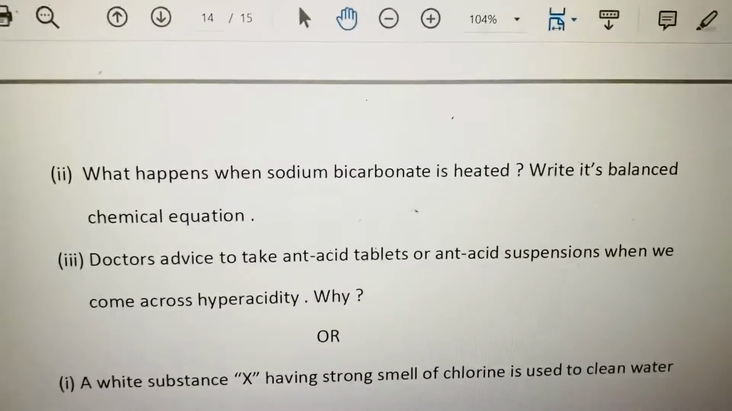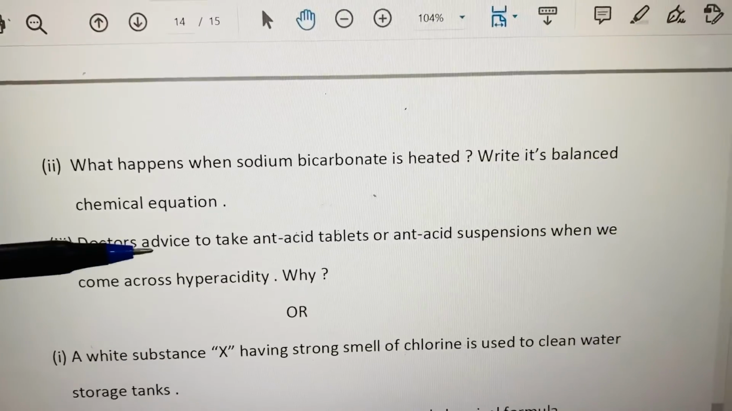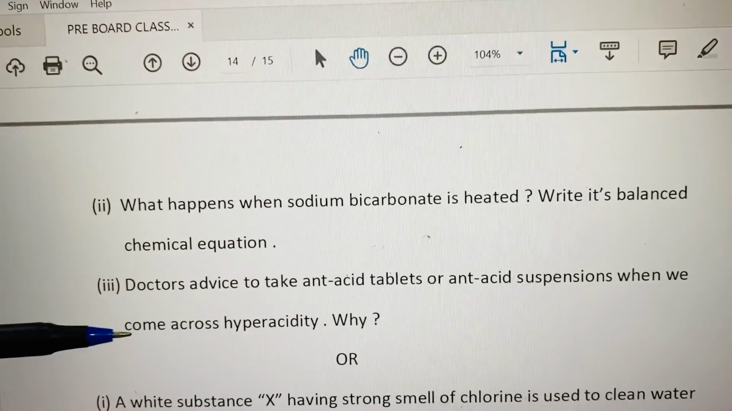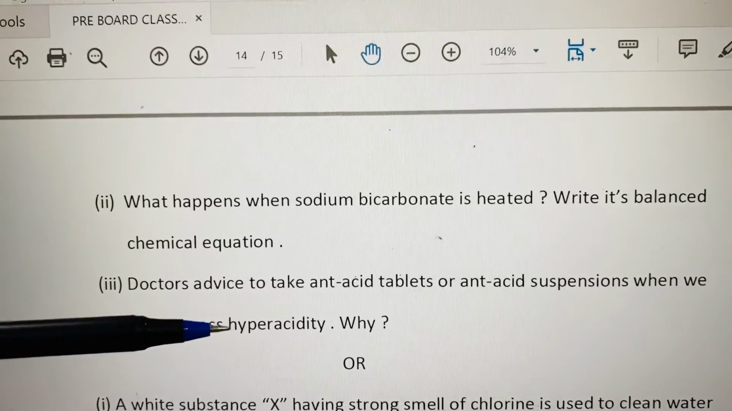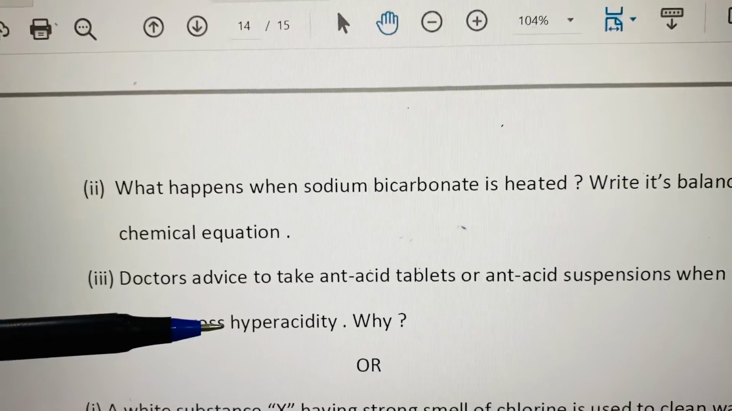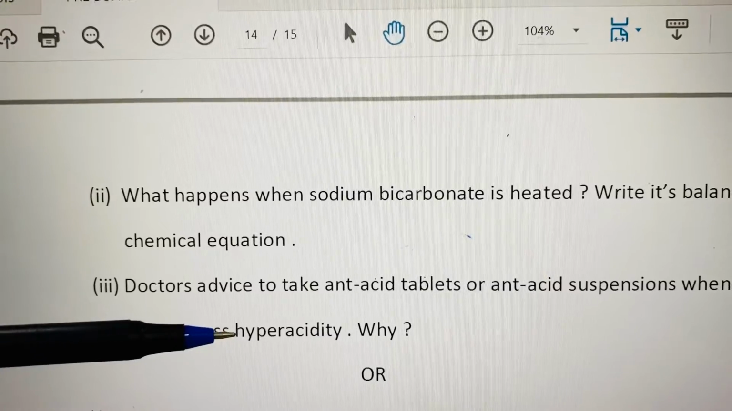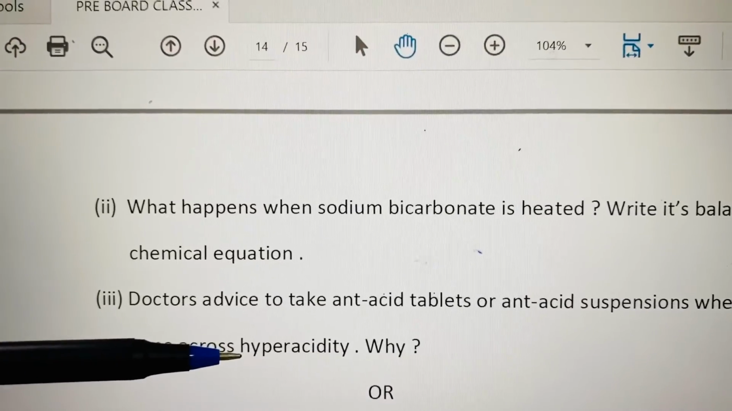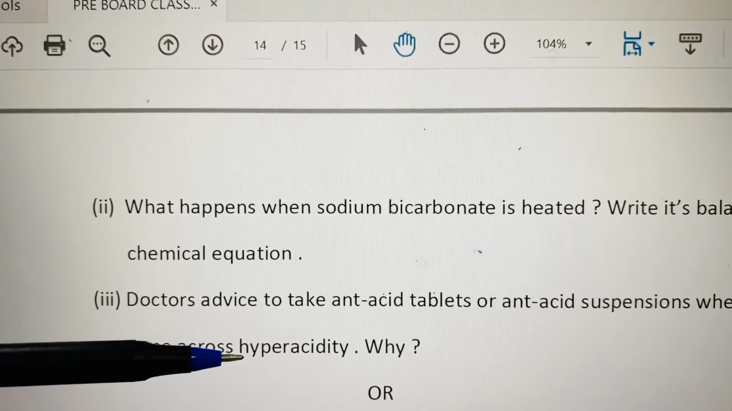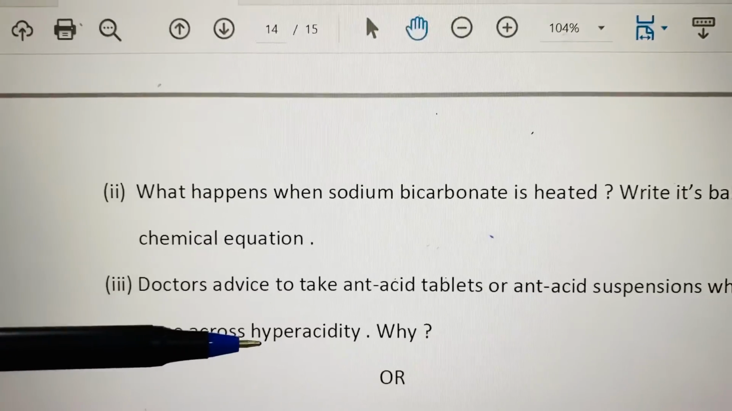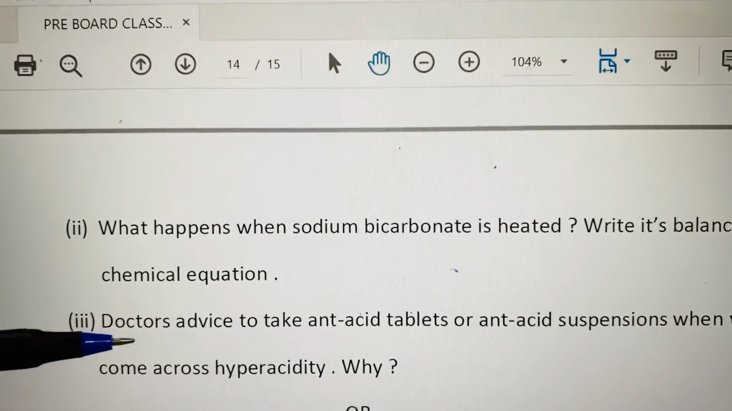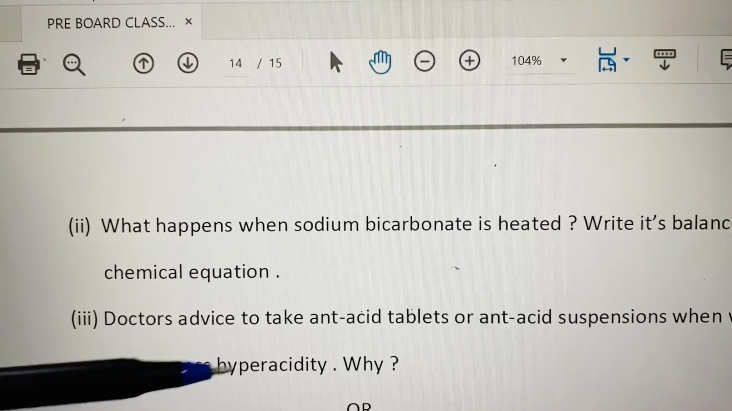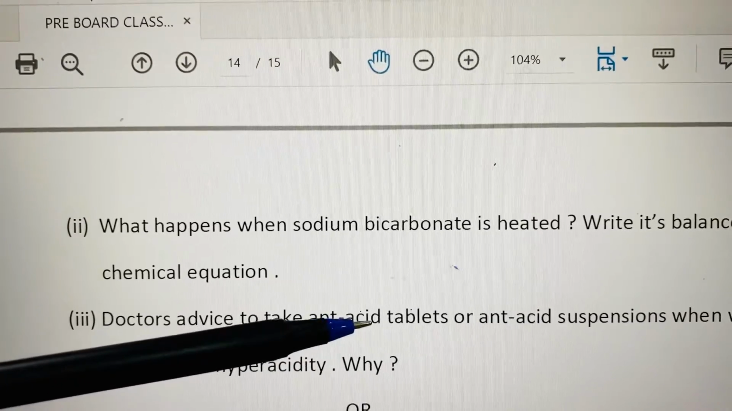Next part of the question is, doctors advise to take antacid tablets or antacid suspension when we come across hyperacidity. We all know that when we eat very hot spicy food, a lot of excessive acid is produced in the stomach, which causes a lot of pain. This condition is called hyperacidity or acidity. So when such a condition takes place, doctors advise to take antacid tablets. So why do they advise to take antacid?